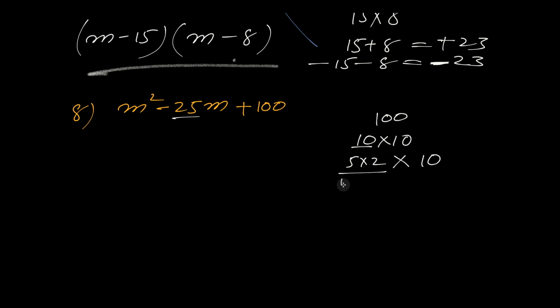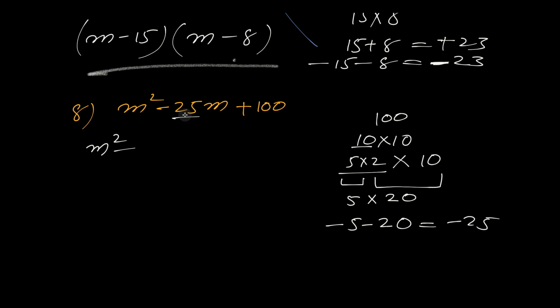Now I'm going to take this 5 and these two products. 5 as it is, 10 into 2 is 20. Now can you see, if we add these two numbers we are going to get 25, but keep in mind that we have to get minus, so minus 5 minus 20 is going to be minus 25. Now replace 25 from the question. M square minus 25, I'm going to write minus 5m minus 20m plus 100.